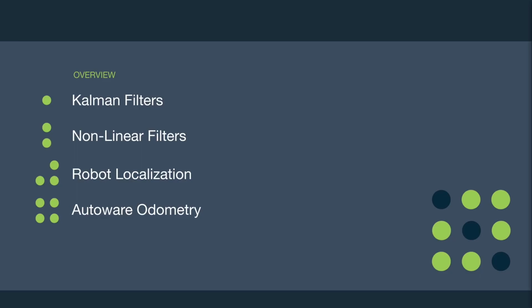We're going to start off today by talking about the fundamentals of state estimation, starting with the Kalman filter. After that, we're going to move on to the nonlinear variants of the Kalman filter that most practical applications will use. Then we're going to talk about robot localization, which is the ROS and ROS2 package that implements nonlinear variants of the Kalman filters. And finally, we're going to talk about how Autoware uses robot localization for its smooth odometry needs.